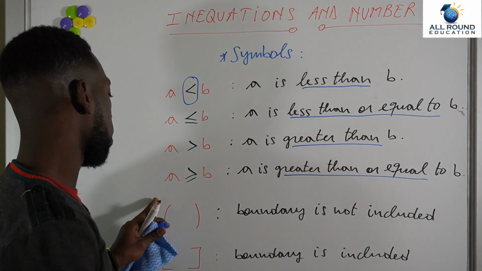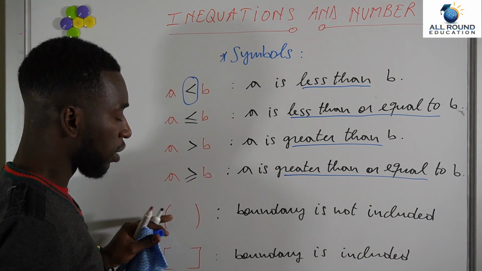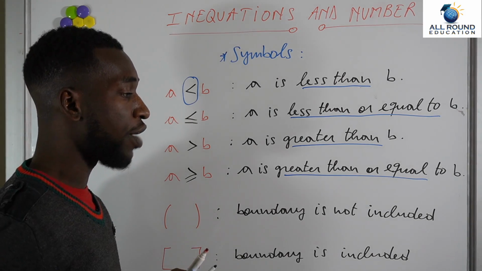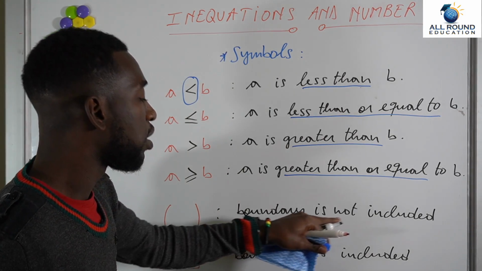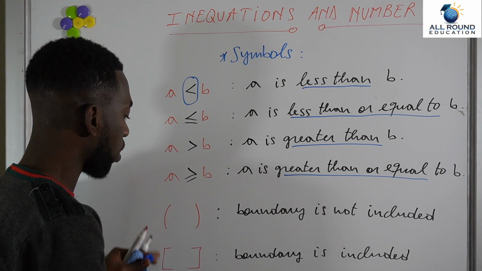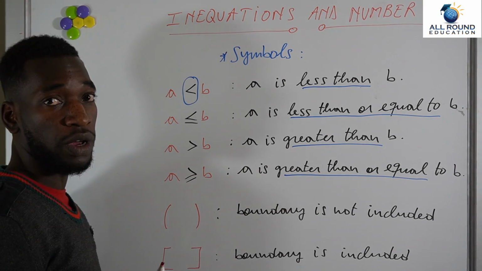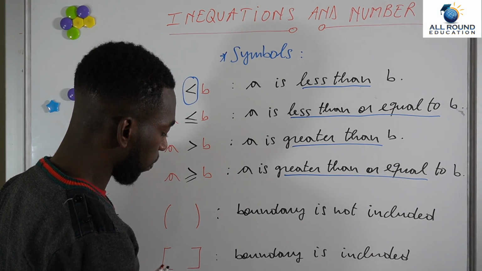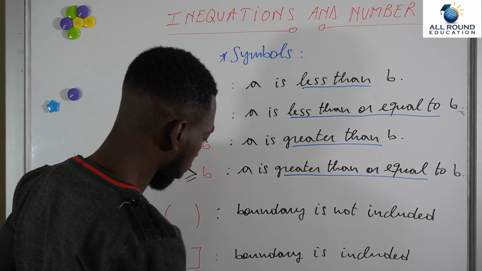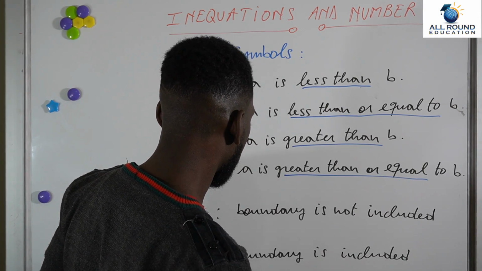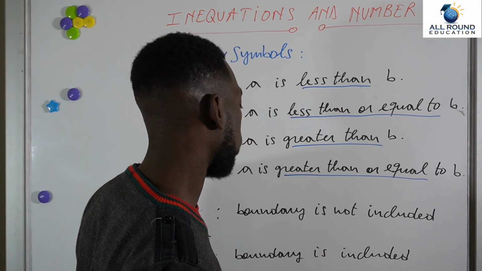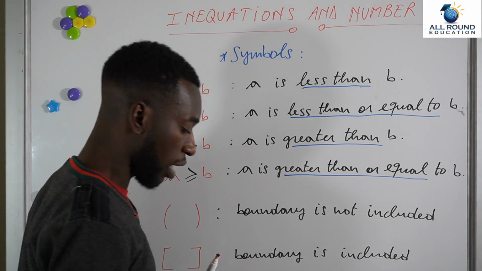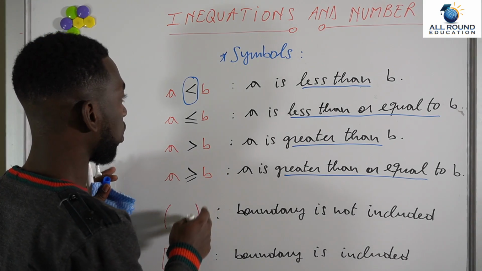The next one is a round bracket. Round brackets are used to indicate that the boundary is not included. We'll see examples of these symbols so that it makes sense to you. The last one is the square bracket, which basically says the boundary is included. So let's have a look at a few examples so that we can understand how to apply these symbols.